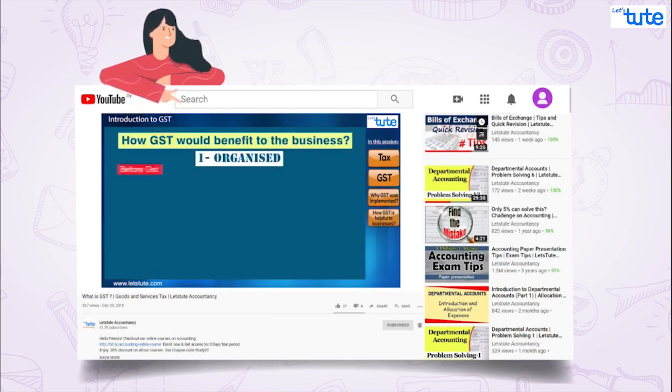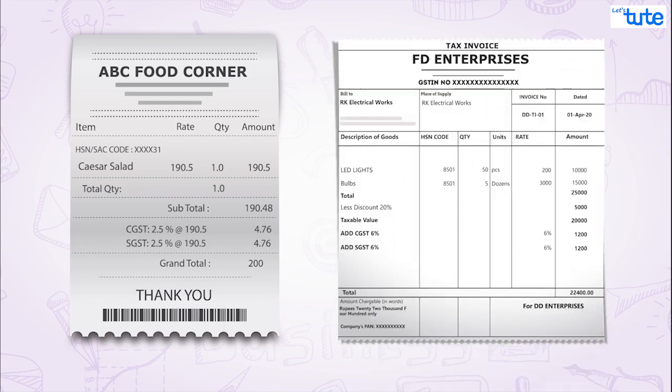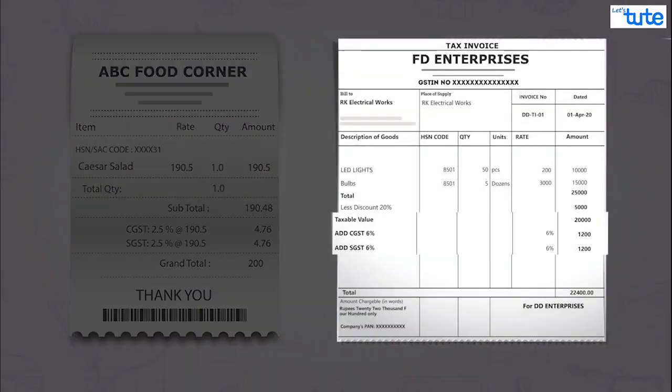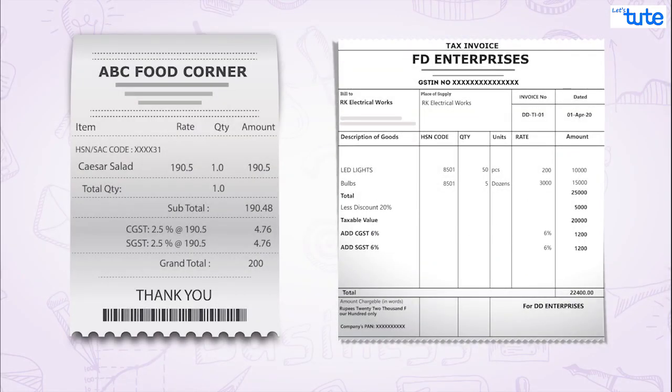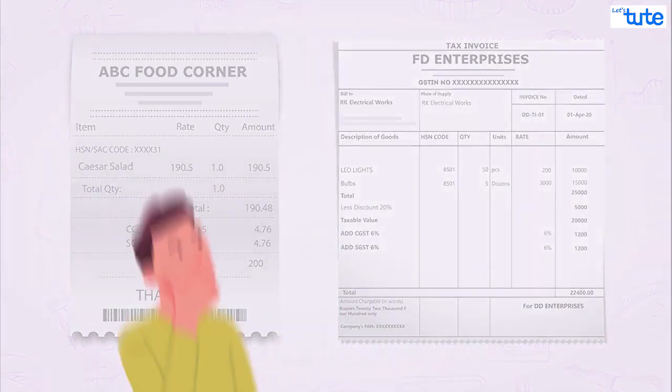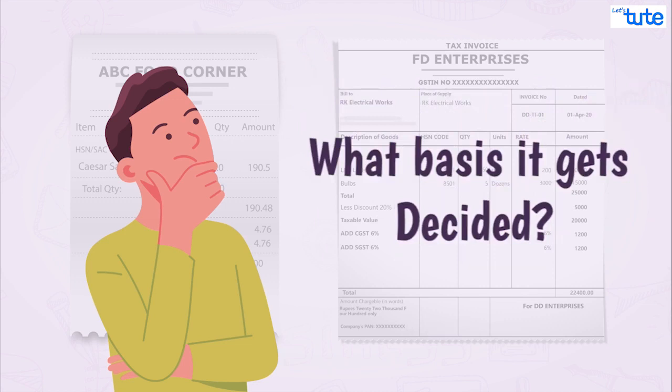Going ahead, have you ever seen different kinds of rates charged, like on restaurant bills, on electronic items: 5% GST, 12% GST, 18% GST and so on? Have you ever wondered how these rates get decided and on what basis?